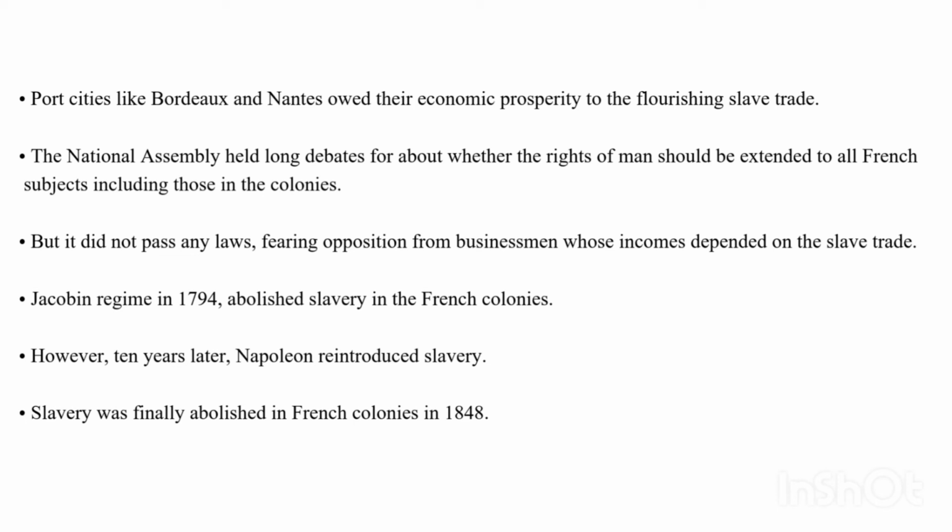The National Assembly held long debates about whether the rights of man should be extended to all French subjects, including those in the colonies. But it did not pass any laws, fearing opposition from businessmen whose incomes depended on the slave trade. The Jacobin regime in 1794 abolished slavery in the French colonies. However, 10 years later, Napoleon reintroduced slavery. Slavery was finally abolished in French colonies in 1848.